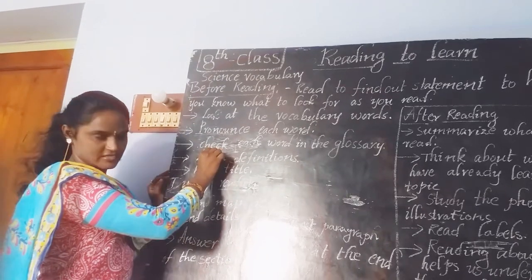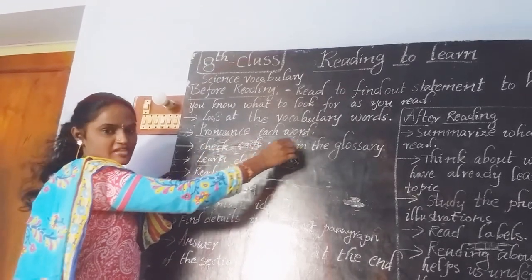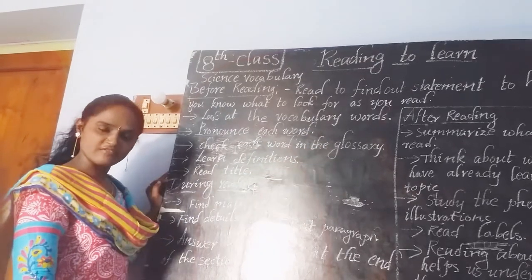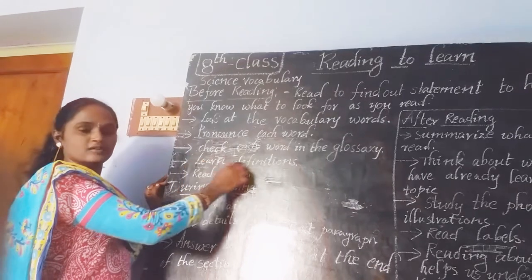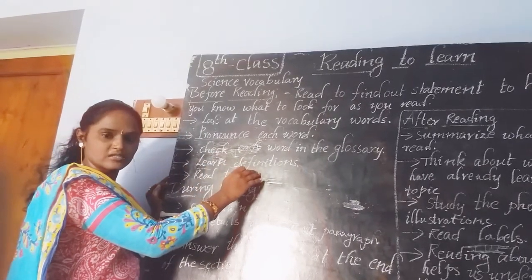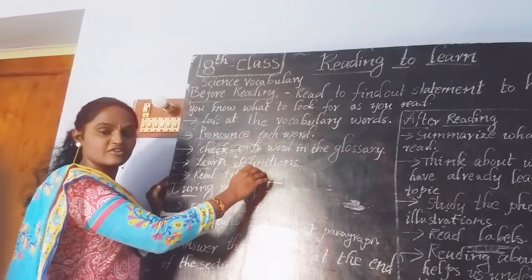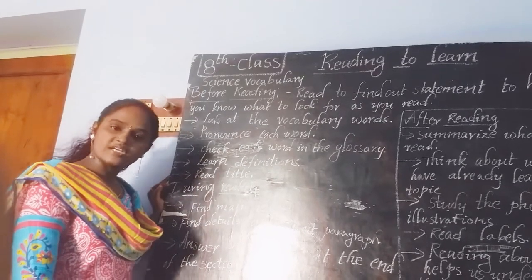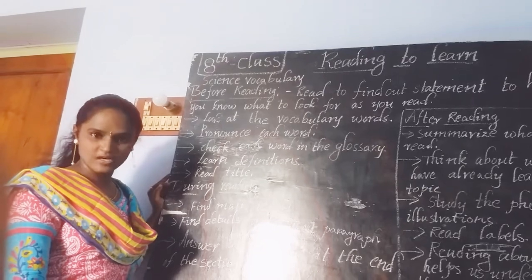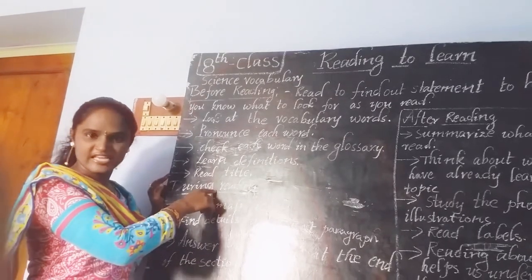Later, we have to check the meanings of the words by using the glossary. If it is not available, we have to take the help of the dictionary. Later, we have to learn the definitions of different words. And also, we have to concentrate on titles and subtitles of the topic. Then move to the next topic.